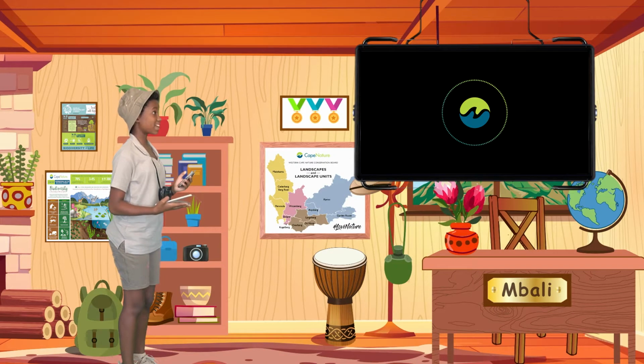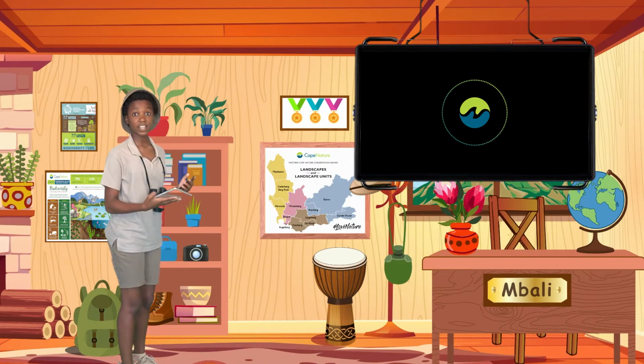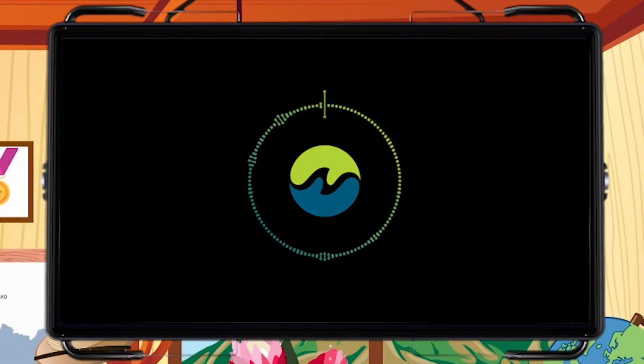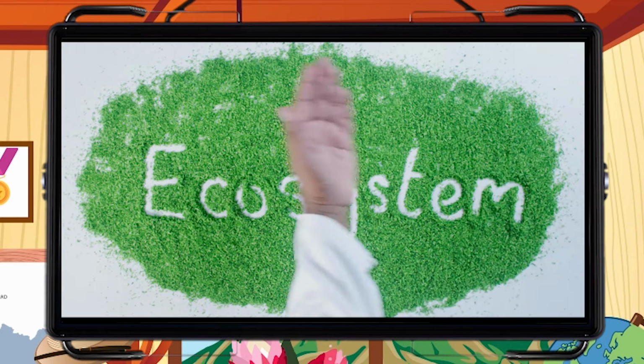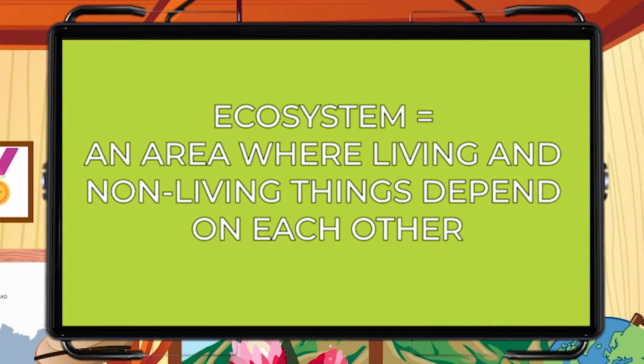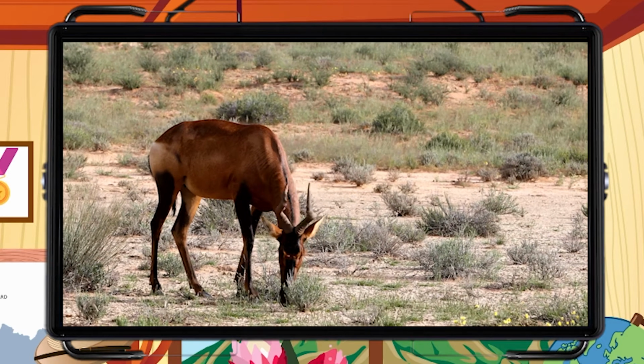I'm synced up with you there, Cape Nature. That's just like the ecosystems we'll find outside. Could you update us some more? Loading. An ecosystem is an area where living and non-living things depend on each other in many different ways. We call this interdependence, meaning that they all depend on each other in one way or another to survive.